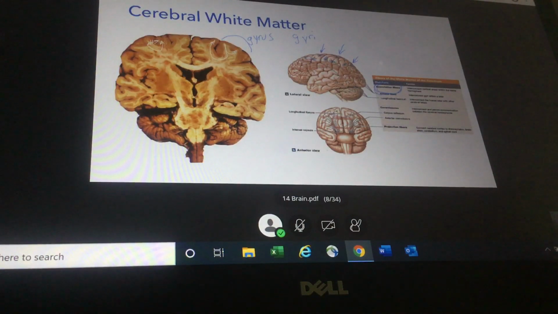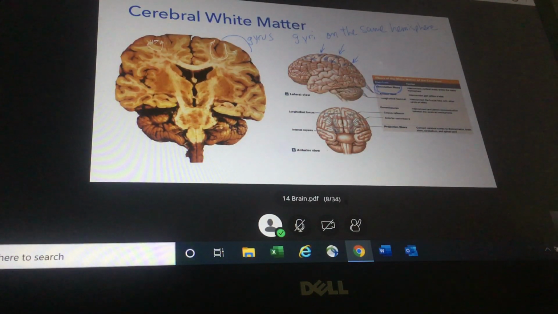But key idea, guys, with those association tracts: from a gyrus to another gyrus on the same hemisphere, those are called association tracts, or association fibers as they're sometimes called, but association tracts is what we prefer to call them. Okay, they're bundles of axons. That was number 2 on your list in lecture notes, okay?